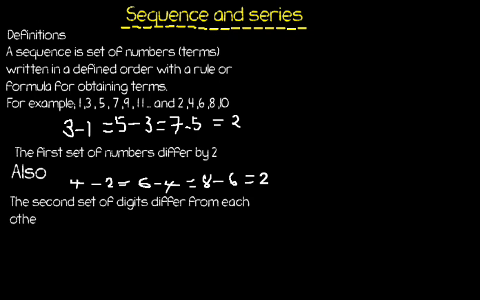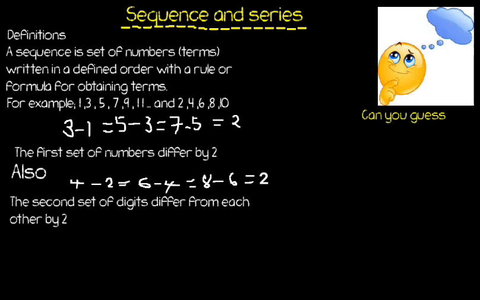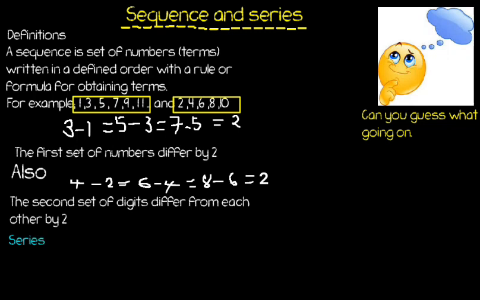So what can you think about this? You can say that to get the next successive member, you have to add 2. So in this case, we call this a sequence because it has a specific pattern that it follows.